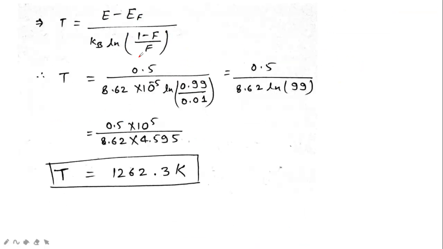Now when we solve this, we will get the value of temperature. We put the value of E minus EF, which is given as 0.5. We know the value of kB and 1 minus F. F is 0.01, so 1 minus F is 0.99. Putting all these values, we get the value of temperature, which is approximately 1262 Kelvin.